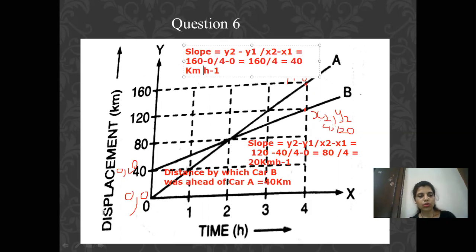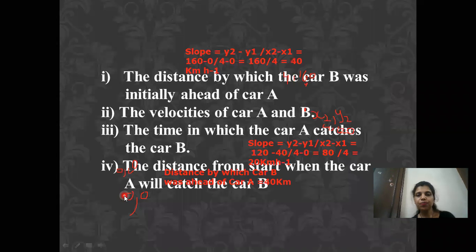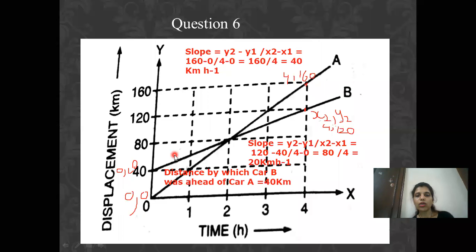Now if we go to the next part of the question, the next part of the question says the time in which car A catches car B. Both of them, means time at which car A catches car B, means they are at the same position. So what time you can see they are at the same position? So x-axis gives you the time. So at 2 hours, they are at the same position.